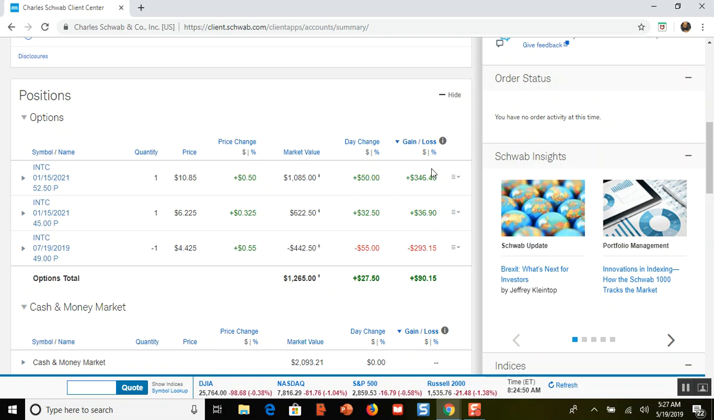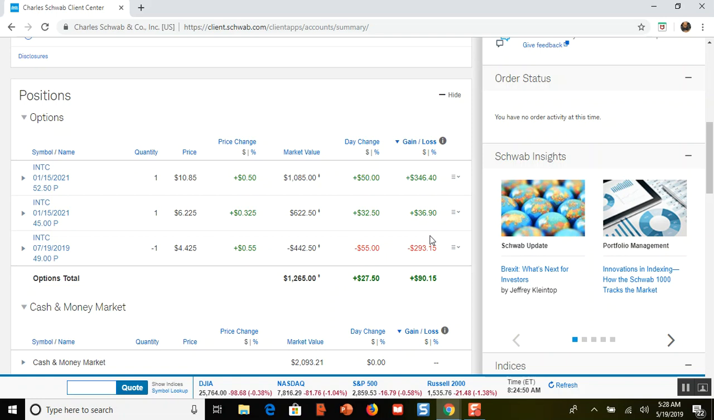And one thing I like about Schwab is it shows the gains and the losses. So here, my long put is up 346. My short put is down 293. Okay, so I like that it shows all that.